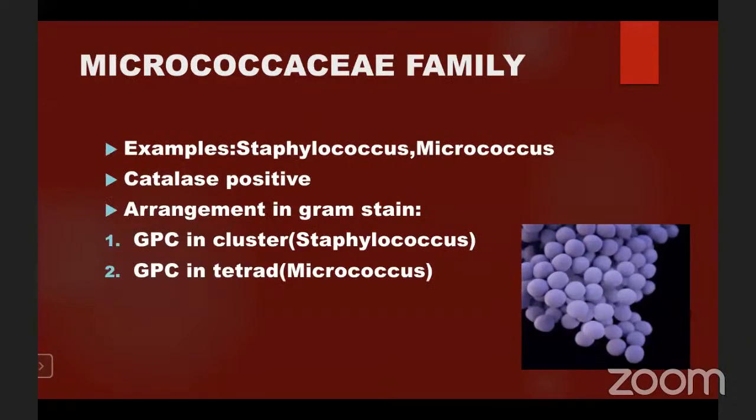First one is the Micrococcaceae family. The examples of Micrococcaceae family are Staphylococcus and Micrococcus. It is catalase positive. Arrangement in Gram stain: gram-positive cocci are arranged in a cluster-like formation in Staphylococcus, and gram-positive cocci are arranged in a tetrad-like formation in Micrococcus.